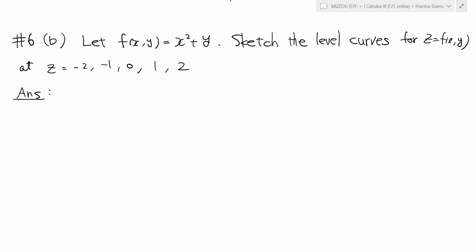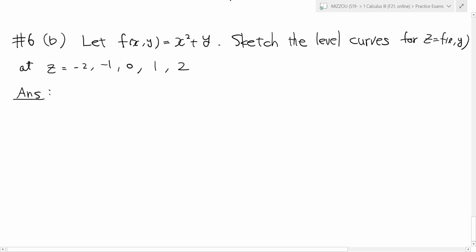All right, so this is the last question, number 6, part B. Let f of xy be x squared plus y, and sketch the level curves for z is equal to f of xy at those z's. So z values are like elevation, right? At elevation at -2, -1, 0, 1, 2.